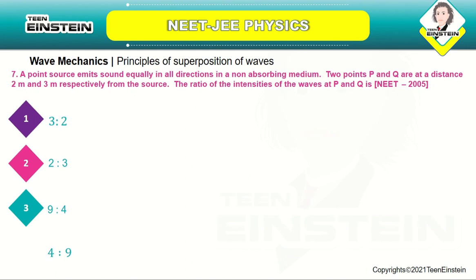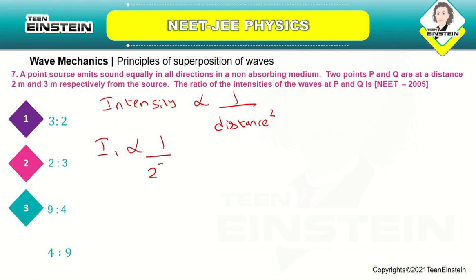The ratio of the intensities of the sound waves at P and Q is. So we all know that intensity is inversely proportional to the square of the distance. So I1 is inversely proportional to 2 square, because P is at 2 meters, and I2 is inversely proportional to 3 square.